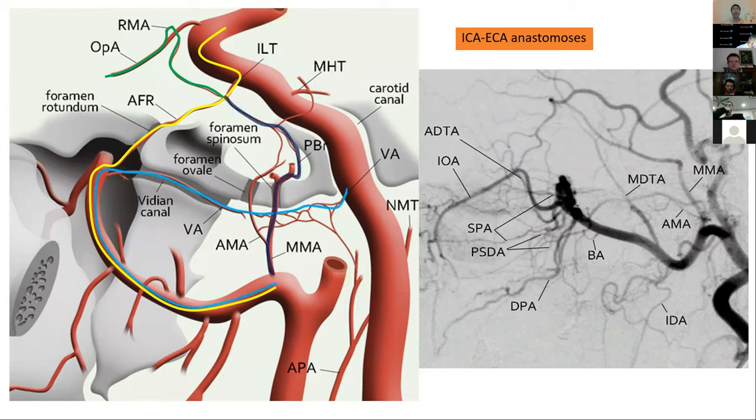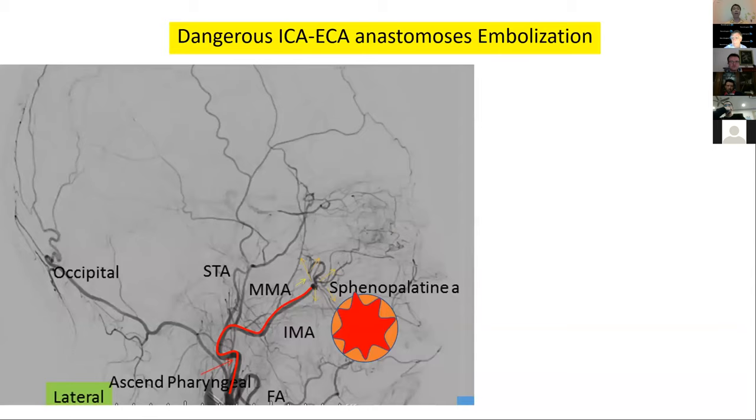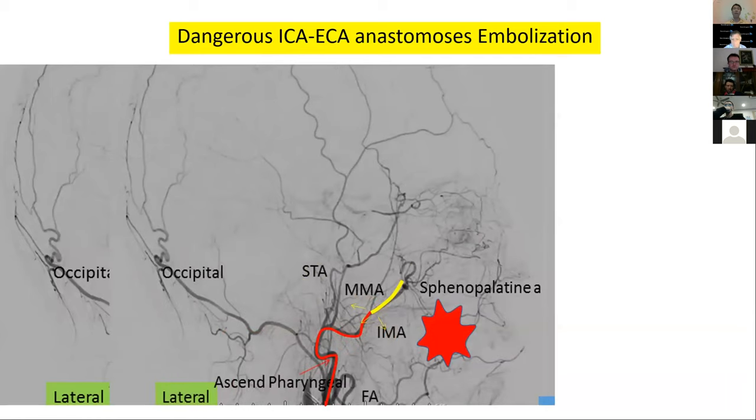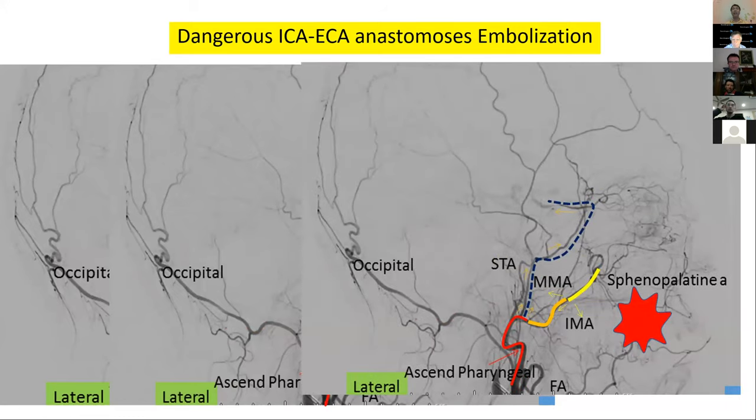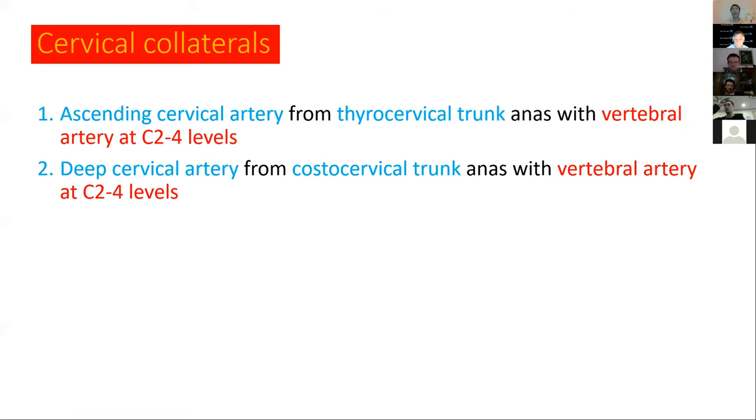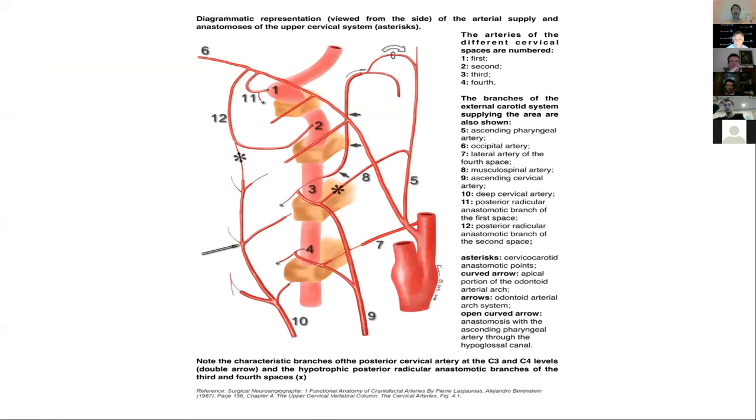This is the most important sign of anastomosis. So if we need to embolize a tumor around here, we should avoid this anastomosis to the ICA and the ophthalmic artery. Another anastomosis is the cervical one that I mentioned before, which can connect to the VA. It can cause problems once we occlude the cervical artery.